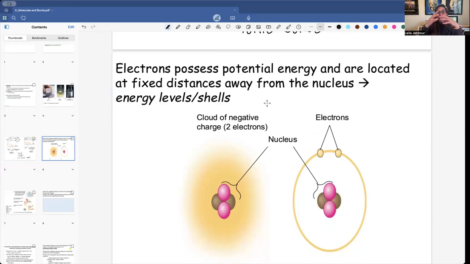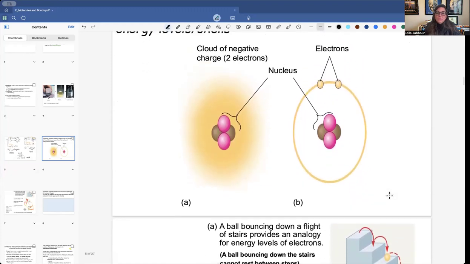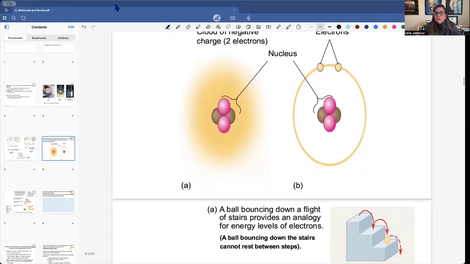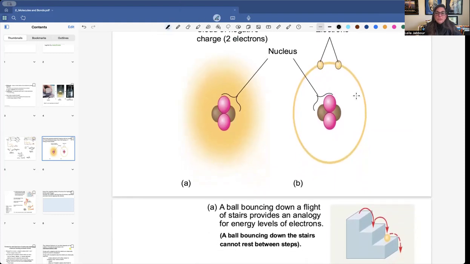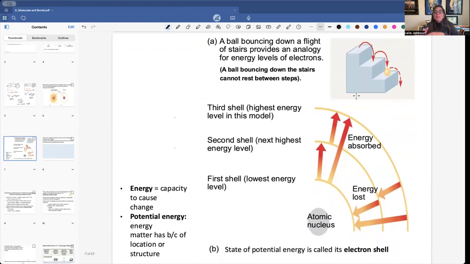And the one that is the furthest away has a lot of energy and can basically come off. So this is an example of two electrons in just the first shell. This is just a general drawing without specifying what this is. And the analogy that's often given is a ball bouncing down a flight of stairs. It provides this analogy for energy levels of electrons.